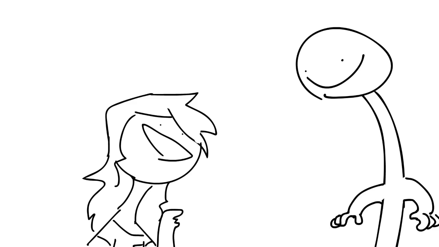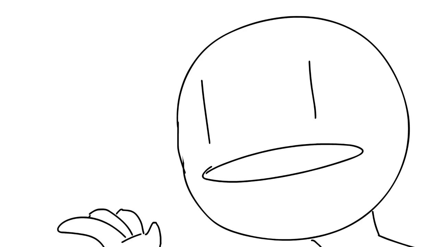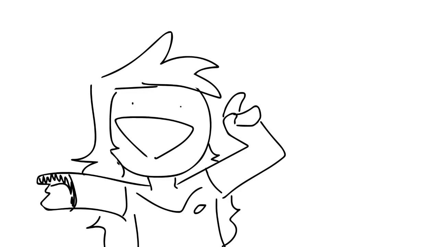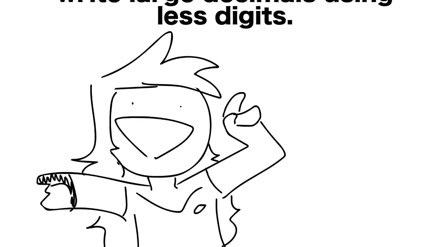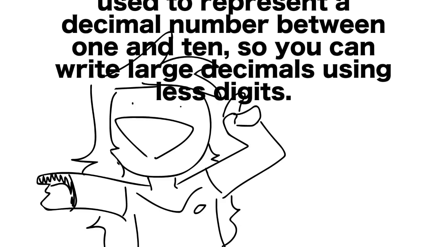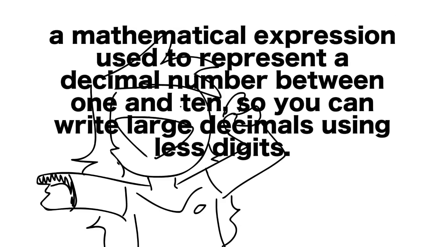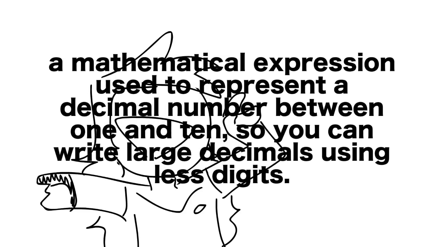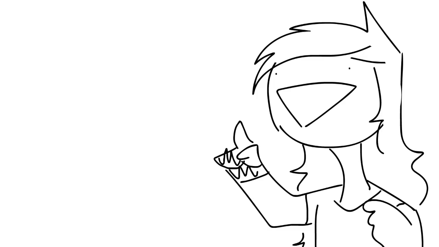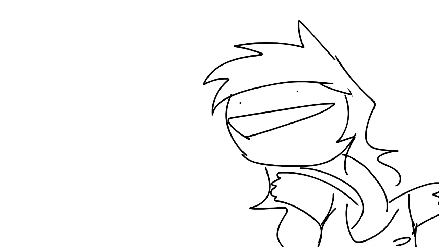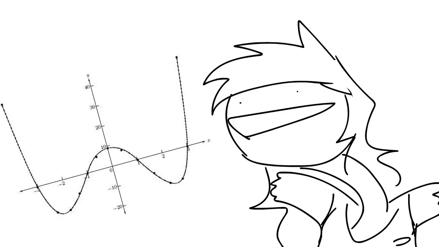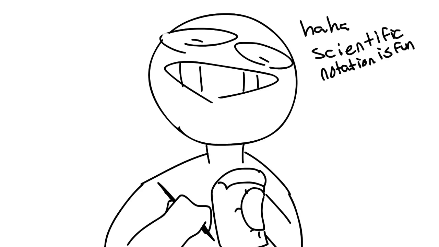So after all this, you may be asking, why use scientific notation at all? Well, the definition is a mathematical expression used to represent a decimal number between 1 and 10, so you can write large numbers using less digits. Like I said in the beginning, it's a way of compressing numbers so they're not as much of a hassle to use. It can be used for plenty of things, including polynomials, or just for your own entertainment.